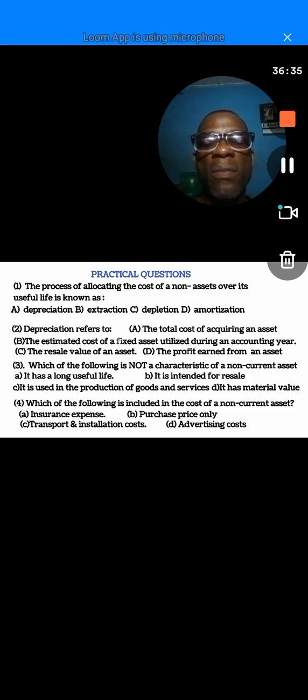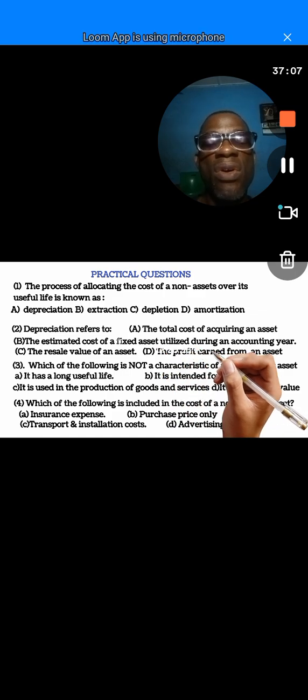Question 4. Which of the following is included in the cost of a non-current asset? A, insurance expenses. B, purchase price only. C, transport and installation cost. D, advertisement cost. The answer to that question is C, transport and installation costs.